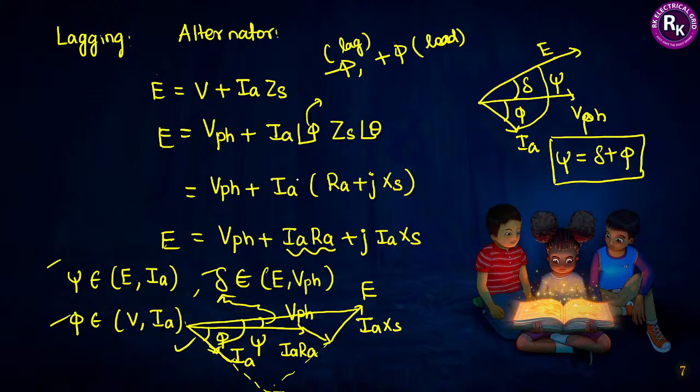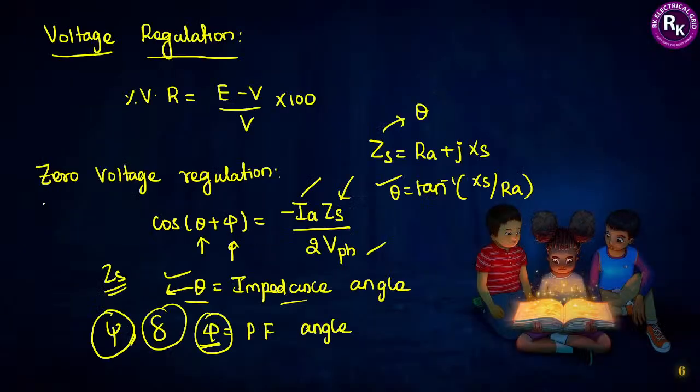Now let me bring the next one. I have also discussed voltage regulation, and I told you that I wrote the condition for the minimum, that is zero voltage regulation. This is the formula to find the value of the minimum, that is zero voltage regulation.